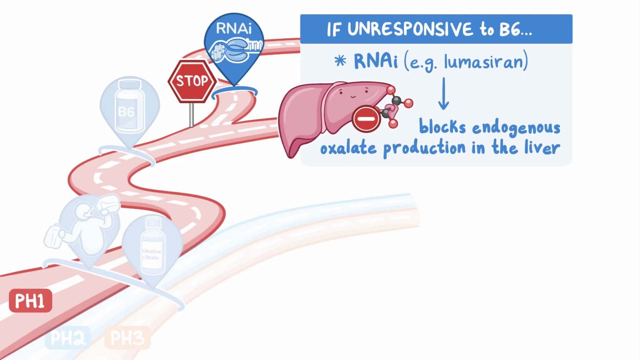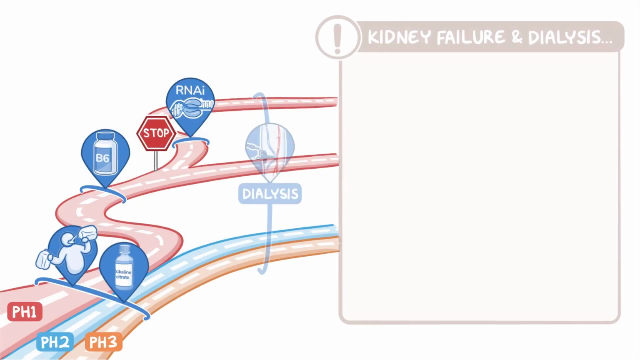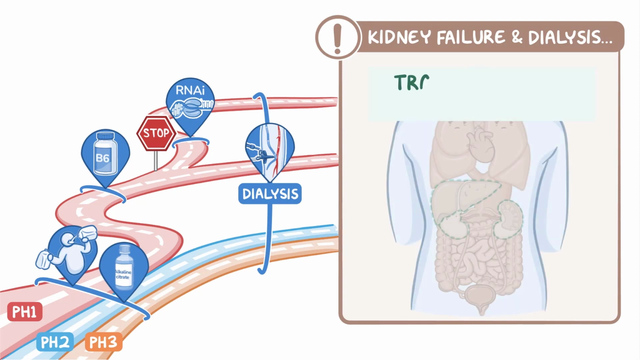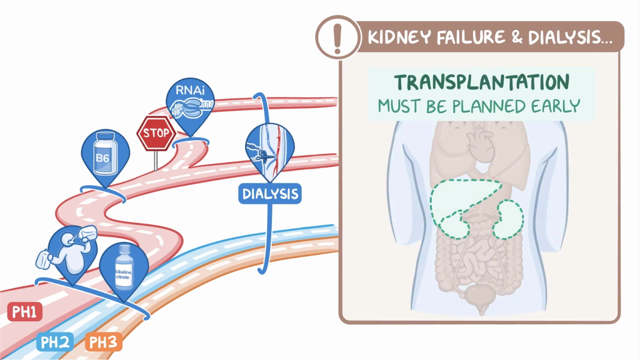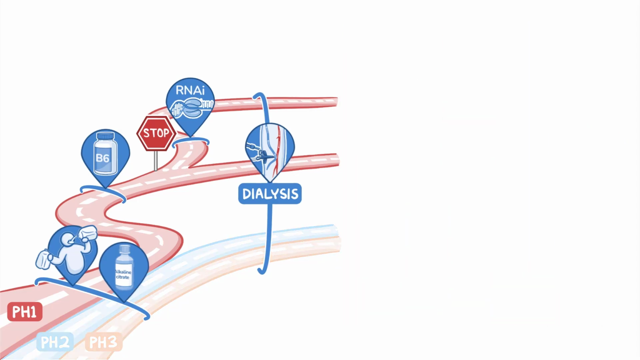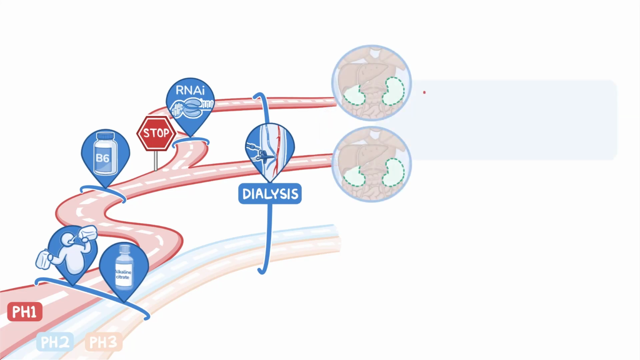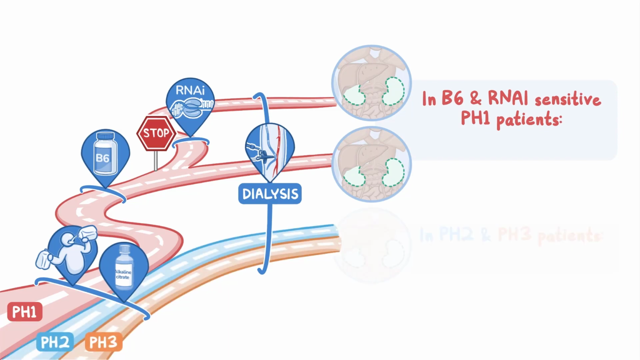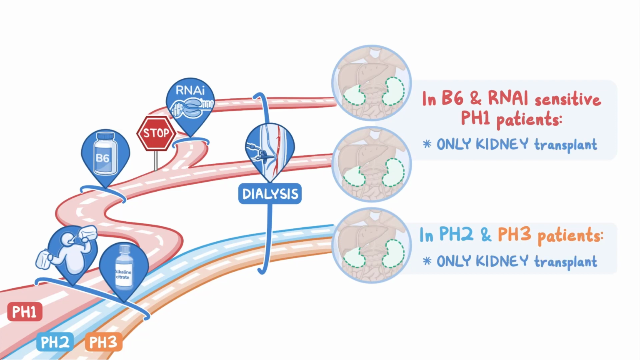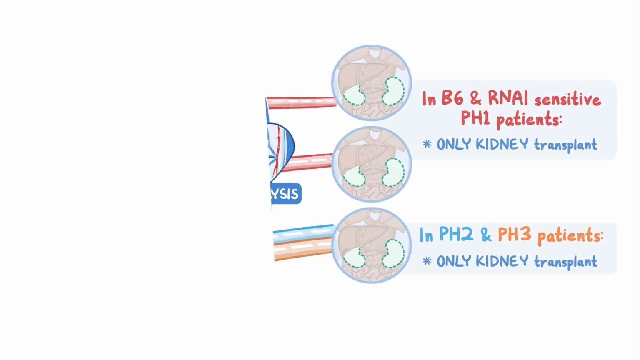In patients with kidney failure and dialysis, transplantation must be planned early, as no form of dialysis adequately removes oxalate. The only currently available cure for PH1 is liver or combined liver-kidney transplantation. In B6-sensitive PH1 patients, or those treated with RNAi, and in more or less all PH2 and 3 patients, only kidney transplantation is considered.